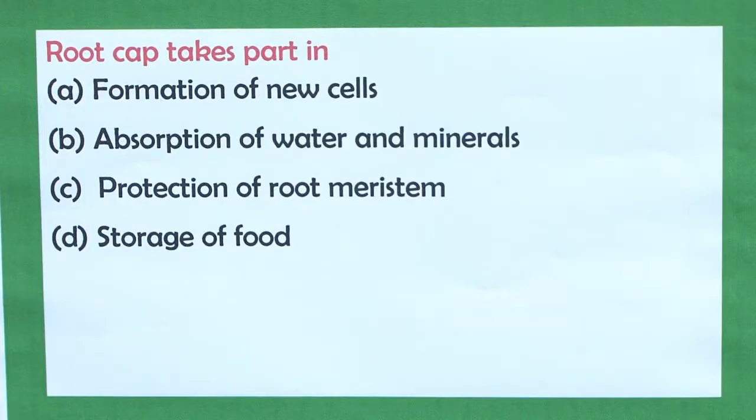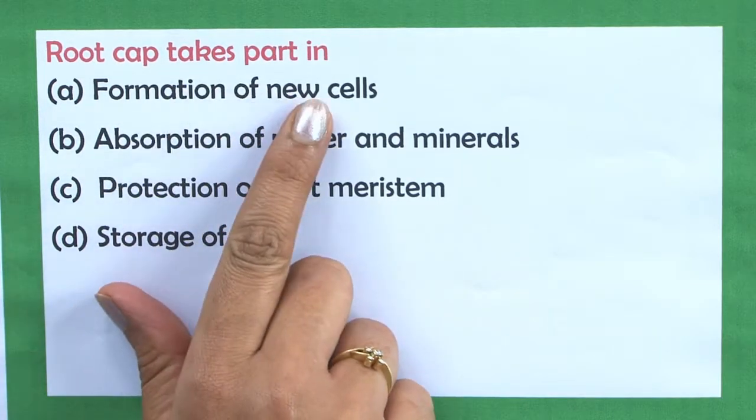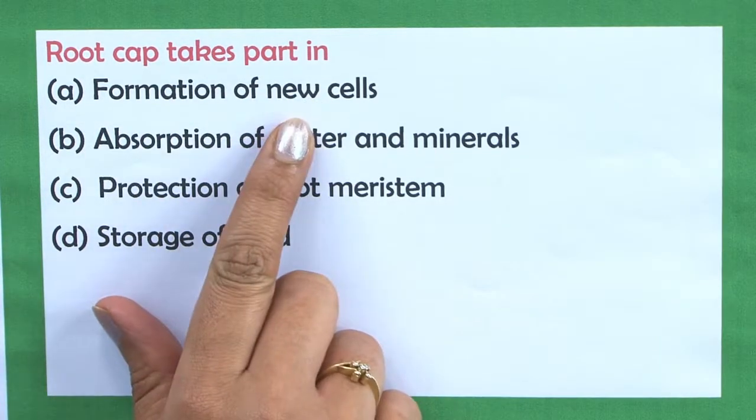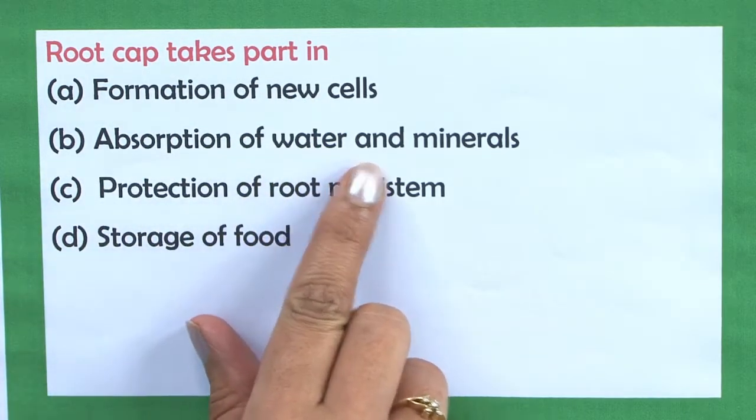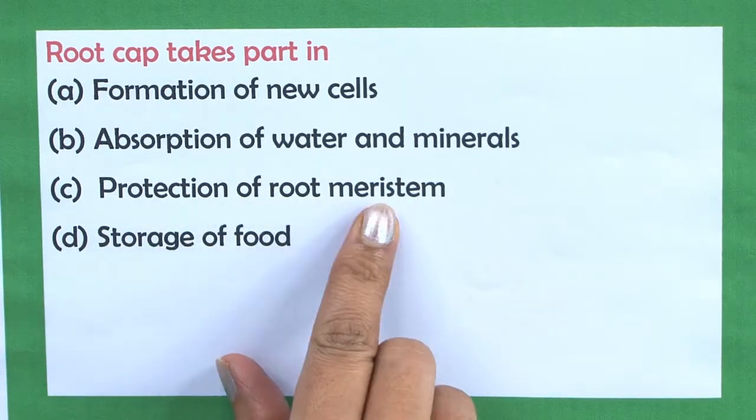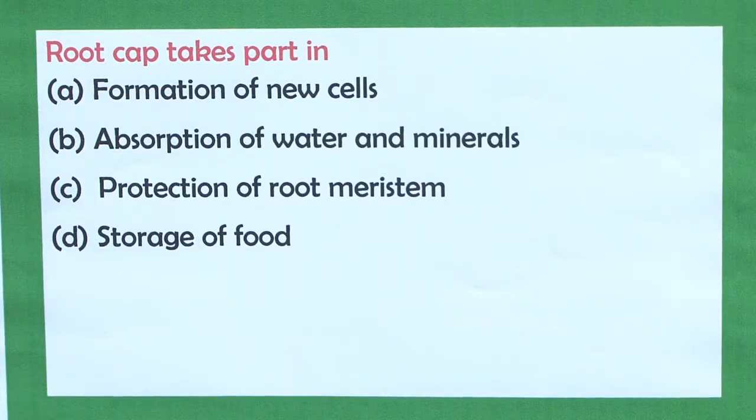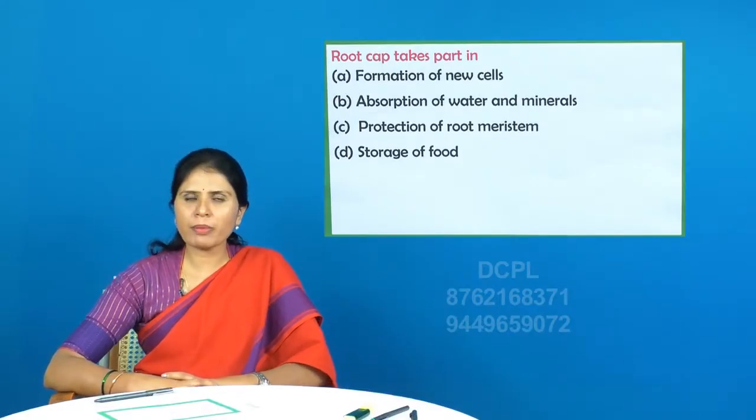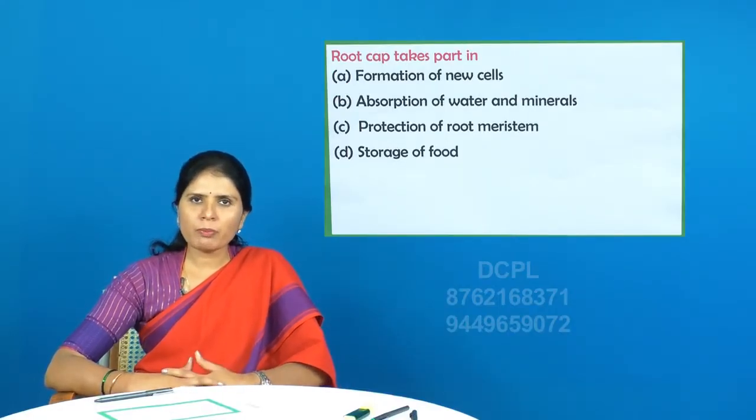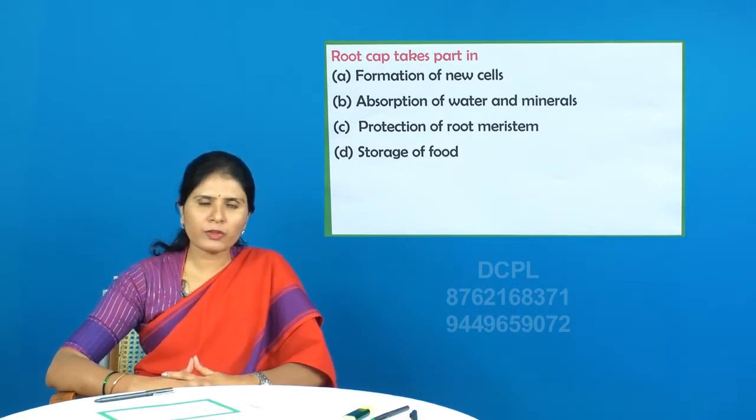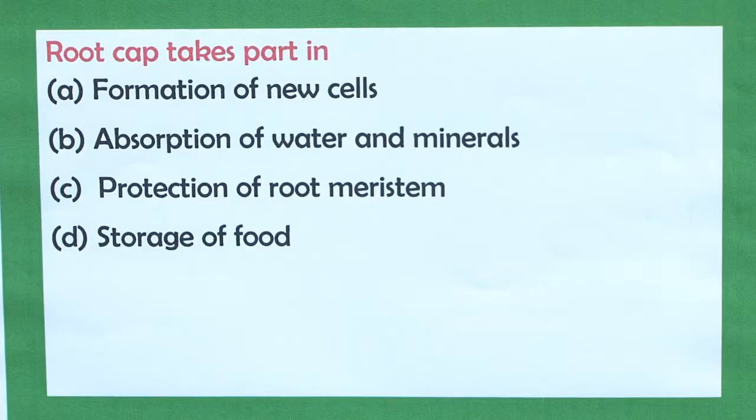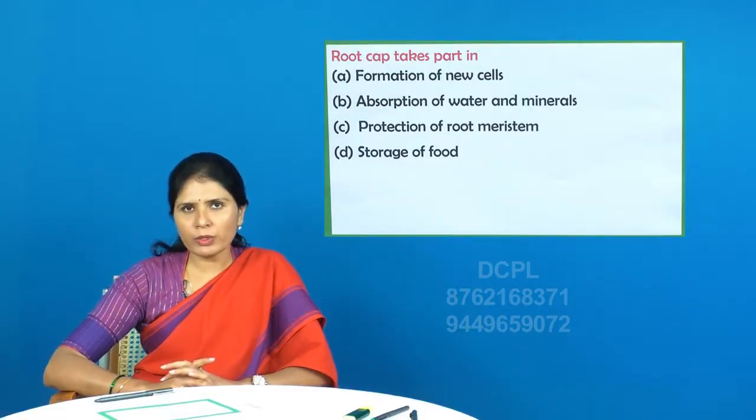Next question, which says root cap takes part in formation of new cells, absorption of water and minerals, protection of root meristem and storage of food. When you have understood, please try to recollect the parts of the roots. The parts of root include the root cap, meristematic zone, zone of elongation and maturation zone. So, protection of root meristem is usually done by the root cap.